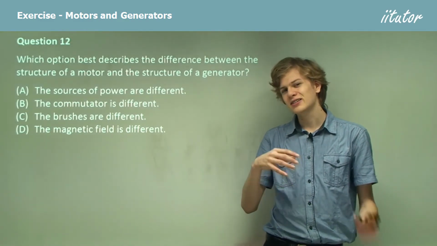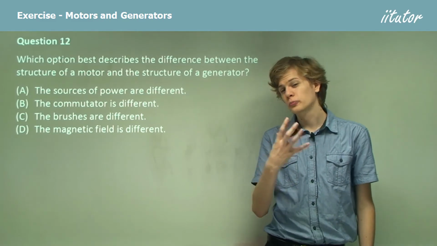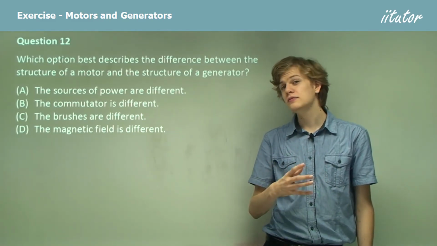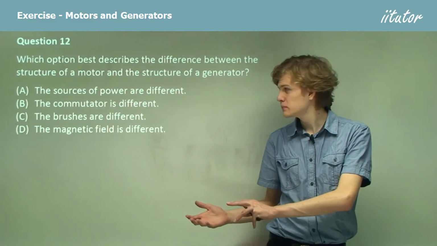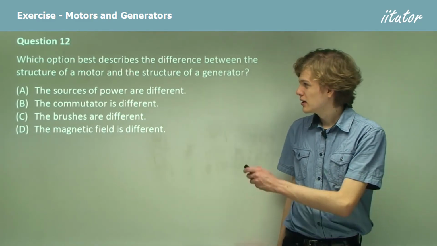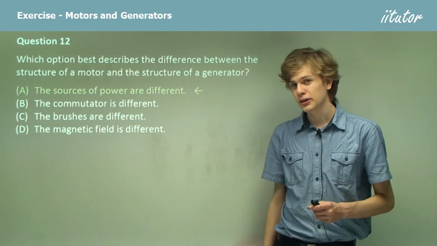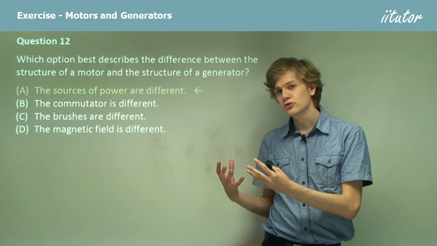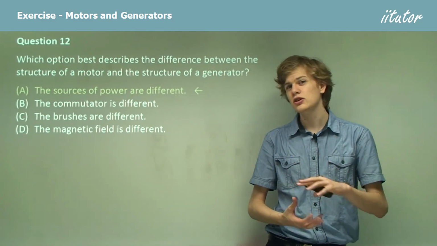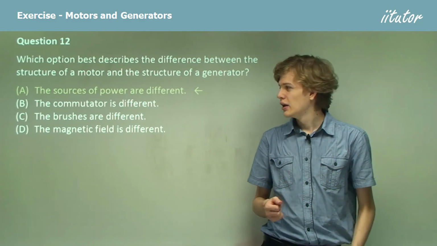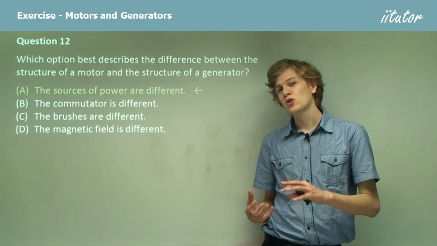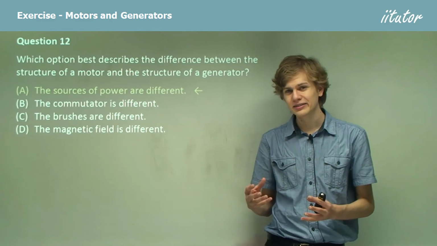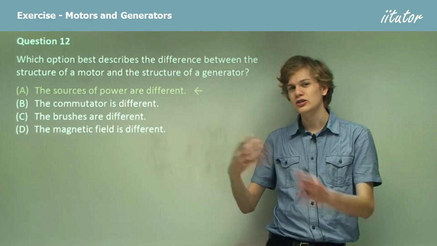But therein lies the actual difference. One of the coils produces electricity and the other one receives electricity from an external source. So in both cases, the sources of power are different. In a motor, the source of power is the electricity that's being used to turn the coil. But in a generator, the coil is sort of turned by hand, and then the electricity is pushed out by that.